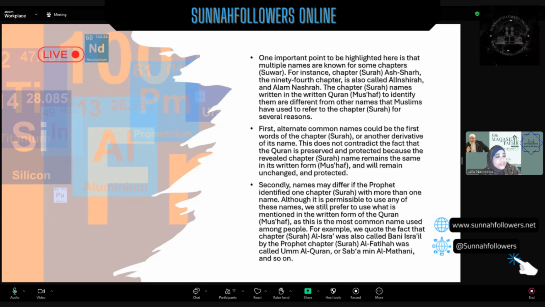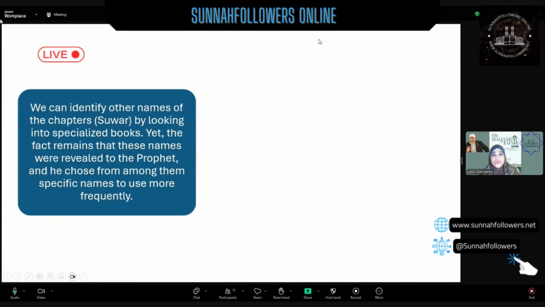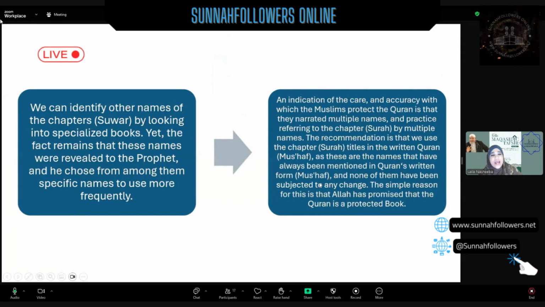Right. So there are different names, like I said, for the Fatiha. The Fatiha is called the 10 most often recited verses. Why? Because there's no prayer without it. But even the other names that a chapter may have, those other names are well known. We all know what they are. And they were called the same thing even in the time of the prophet. So that's what you guys need to remember. Also, we can identify other names of the chapters by looking into specialized books. But the fact remains that these names were revealed to the prophet, and he chose from among them specific names to use more frequently. You will see these names mentioned in many hadiths, and they're well known to us.